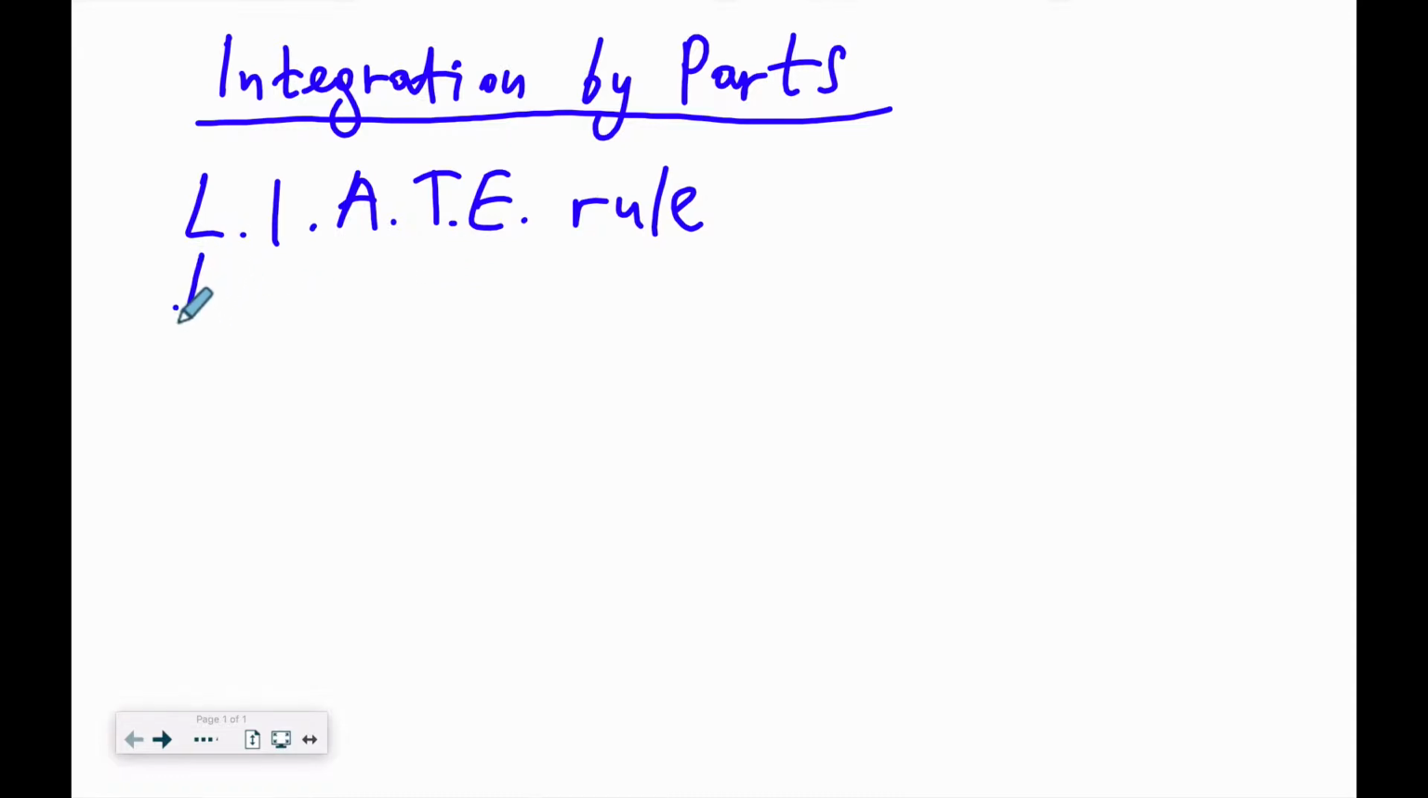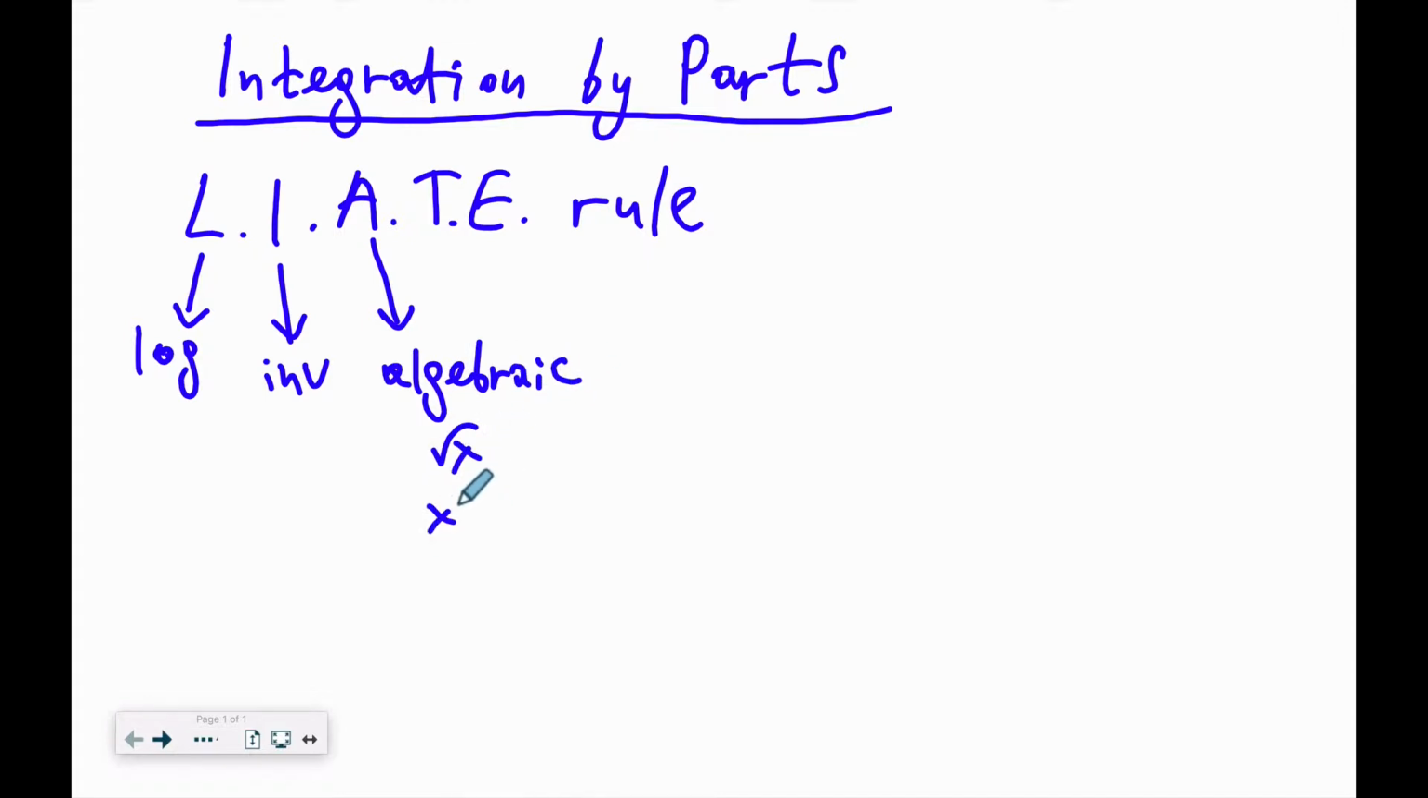So first of all, L stands for logarithmic function, alright? I stands for inverse function, so like arcsine, arccosine, arctangent. Logarithmic function, you know, guys, what it means. A means algebraic. So examples of algebraic functions are like root x, x squared, 5x cubed minus x. These are all algebraic functions.